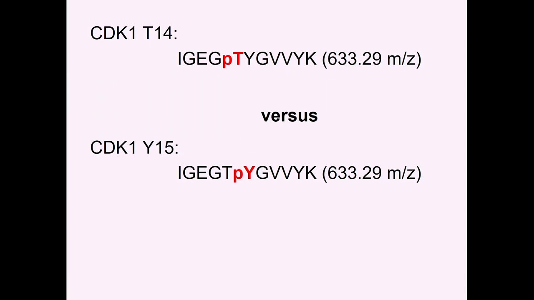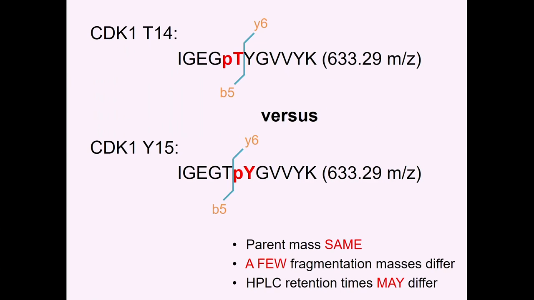Great, thanks. So here's this one peptide. There are two known phosphorylation sites. They have exactly the same mass, and few fragmentation masses differ. So you basically only have a couple of these Y6 and B5 fragment ions. And the HPLC retention times may differ, they may not.